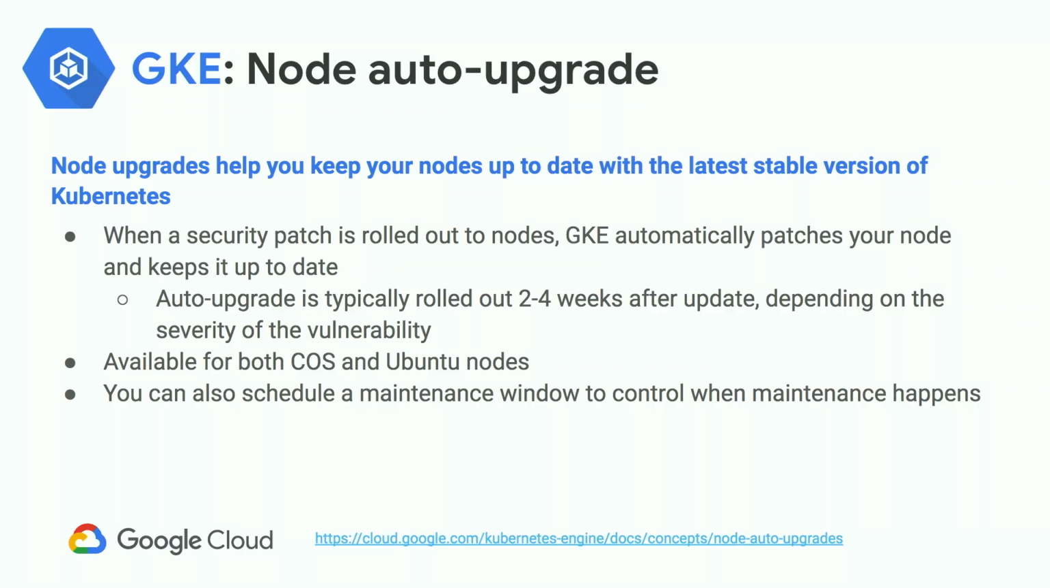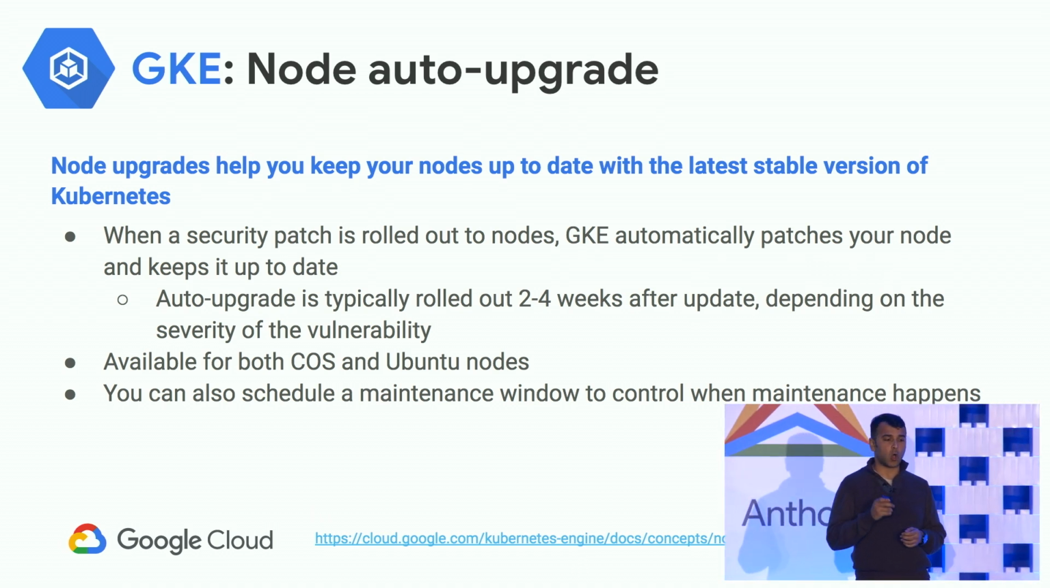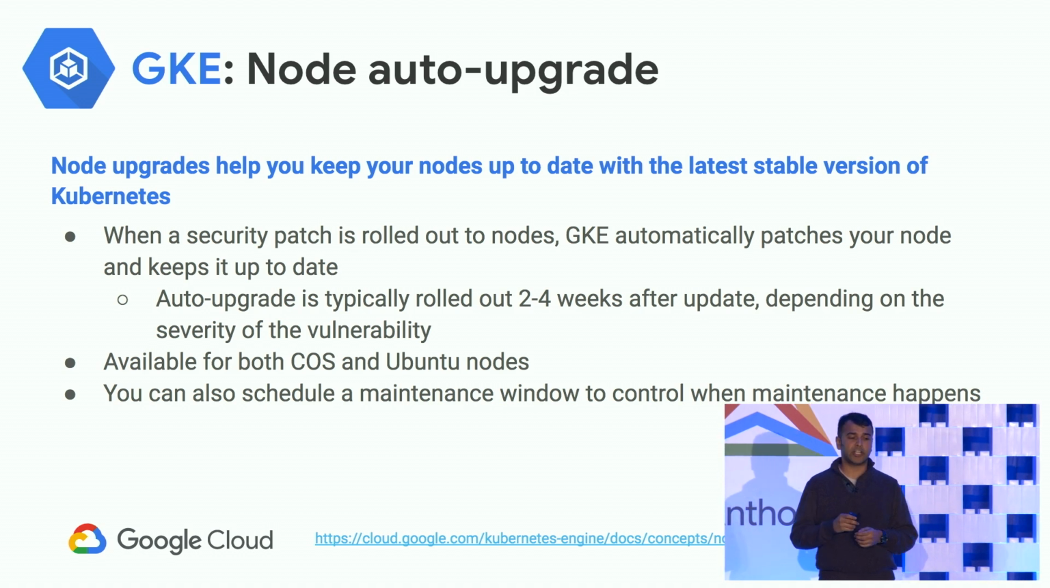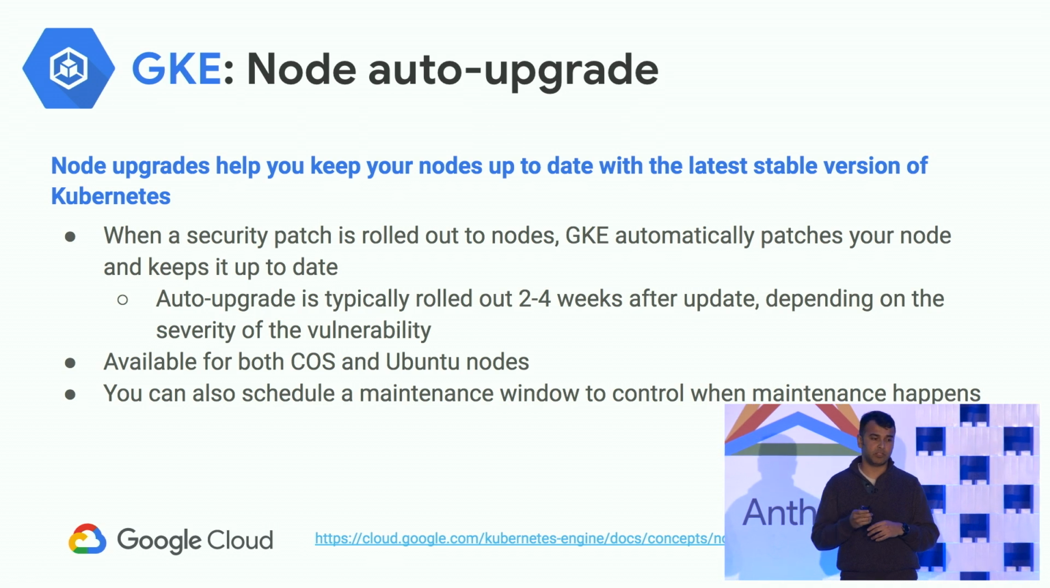Moving on, node auto upgrade. This feature keeps your nodes up to date with the most recent and stable version of Kubernetes. This is particularly important in the context of security patches, right? If there is a security patch that has been released, GKE automatically patches all your nodes for you. This is available for both COS and Ubuntu. You can also schedule a maintenance window to define when you want these upgrades to happen.